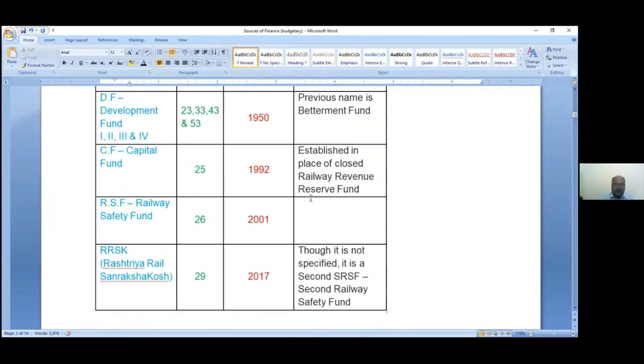Safety fund or railway safety fund, it is established in 2001. That numerical code is 26. And RRSK, that is recently established, Rashtriya Rail Sanrakshit Kosh. This is nothing but another safety fund, just the name is changed. So here the code is 29. Though it is not specified, it is a second SRSF.